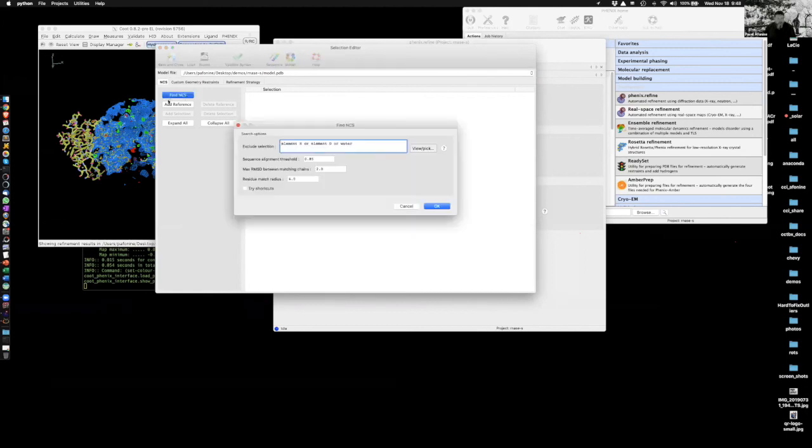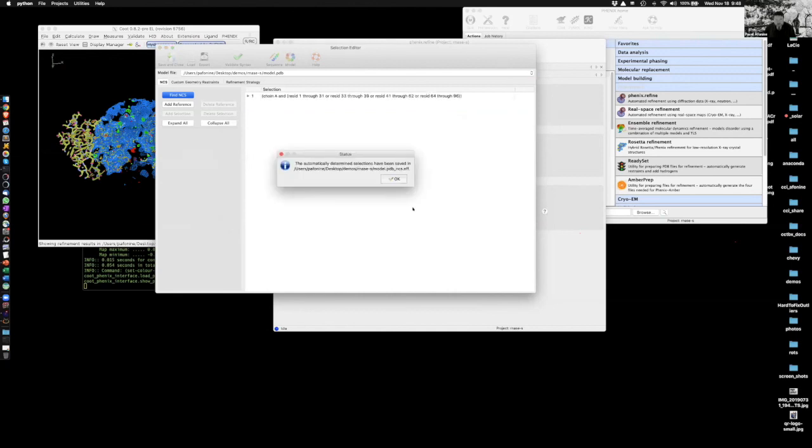So you say find NCS. It has parameters to find NCS, to exclude hydrogens or water from NCS, which makes sense, right? It has some thresholds for thickness and density and for differences between particular coordinates. You say run, and it takes no time, pretty much.